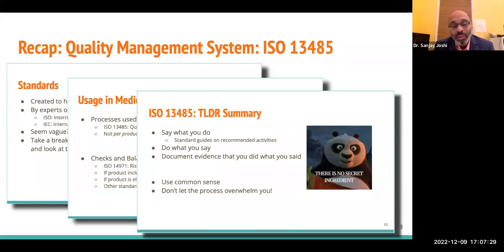My recommendation is use common sense. Do not let the process overwhelm you. And really, there is no secret ingredient. There's no secret sauce to medical device creation, design, manufacturing, and selling, as long as you follow these three golden rules.